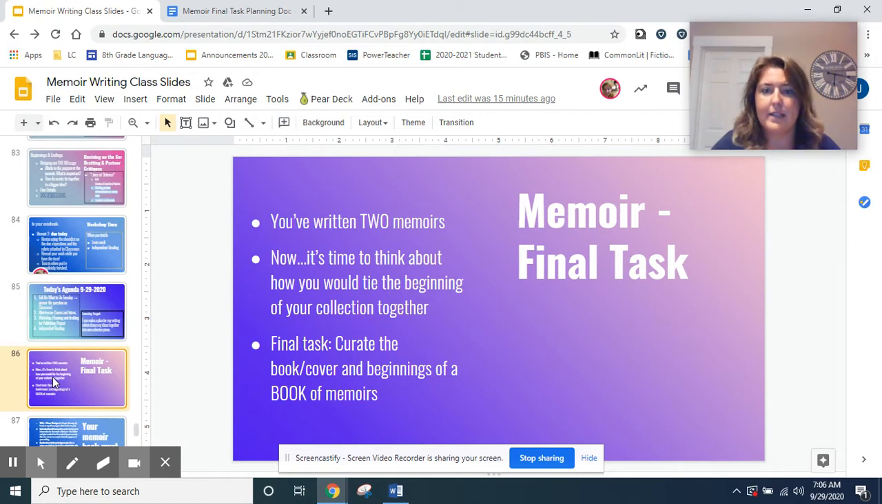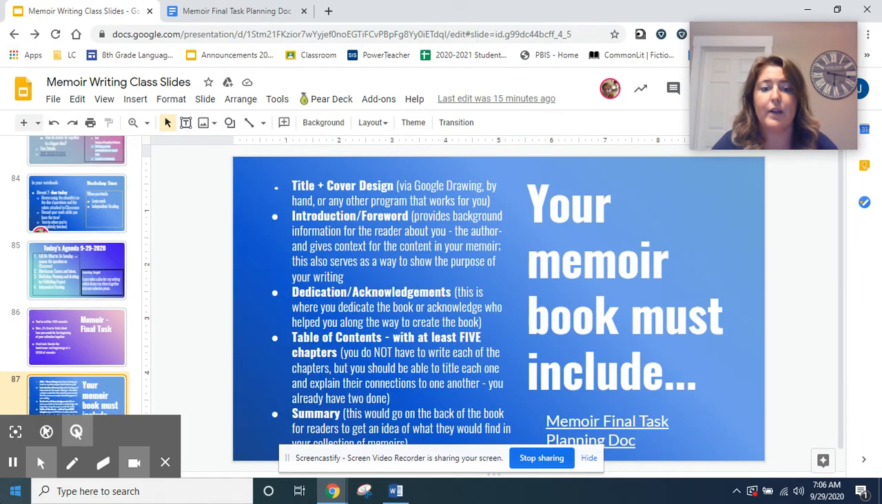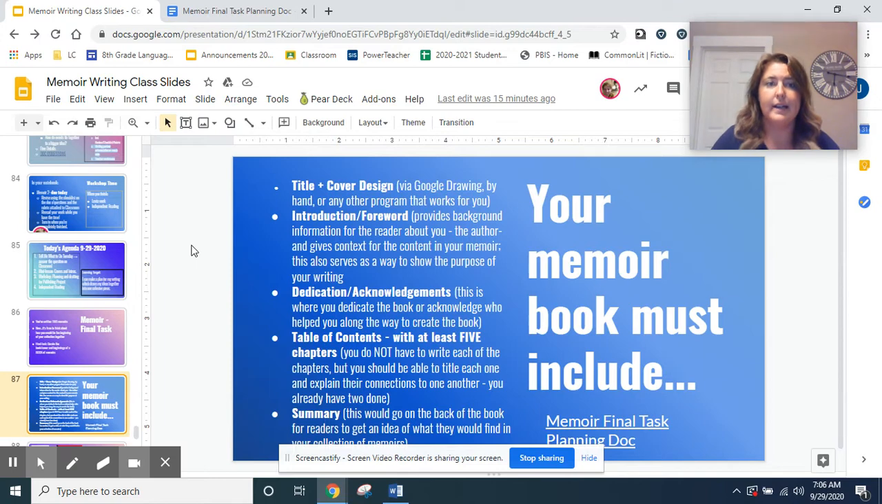So if we skip ahead to the next slide, this is what your task is going to be made up of. You have 5 different things that you want to accomplish over the rest of the week, the next few days. First, you want to decide on a title of your memoir. You've written 2 memoirs, right? And so you don't have to write any additional memoirs.